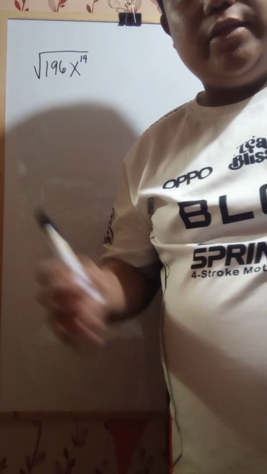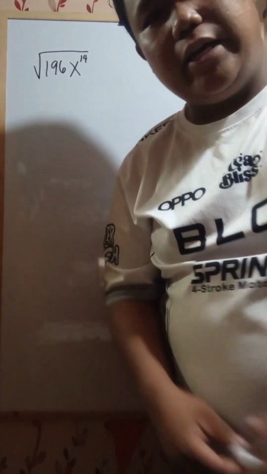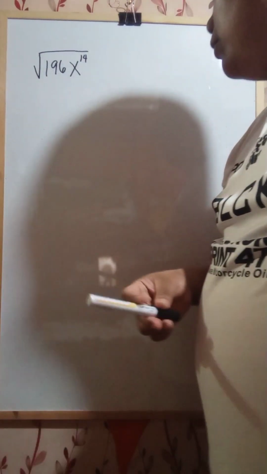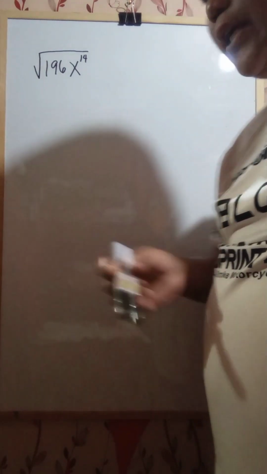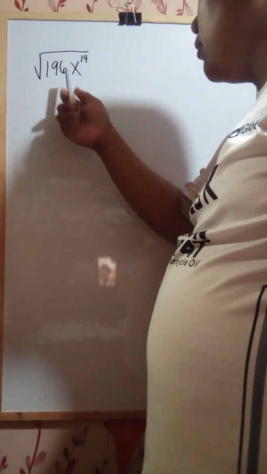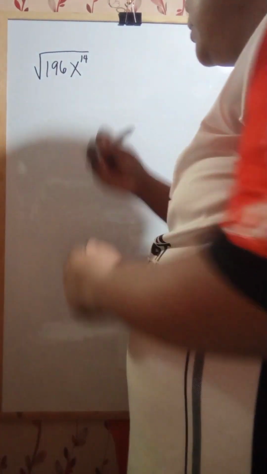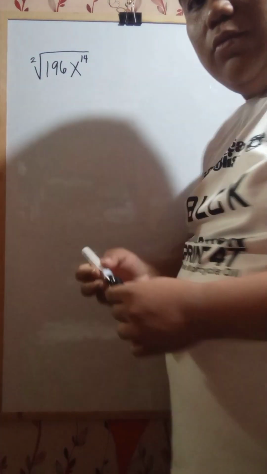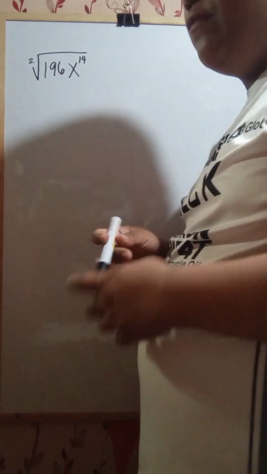Hello everyone, this is part 3 of our video lesson about simplifying radicals. Let's take for example the square root of 196x to the power of 14. As you have noticed, it is a combination of a number and a variable. Since this is a square root, first we are going to separate the numbers and the variables.